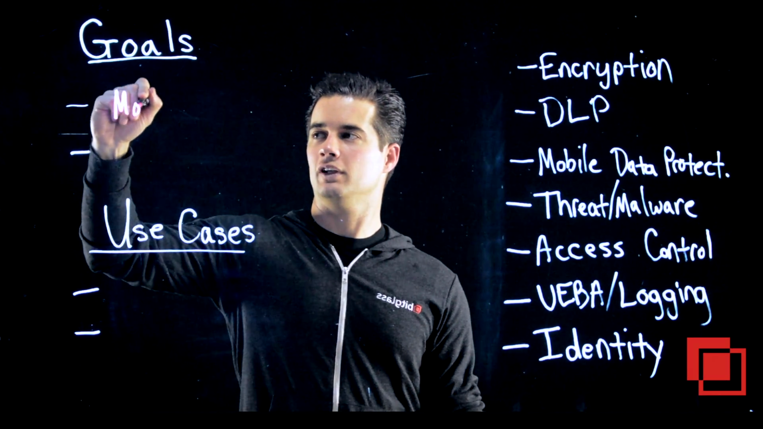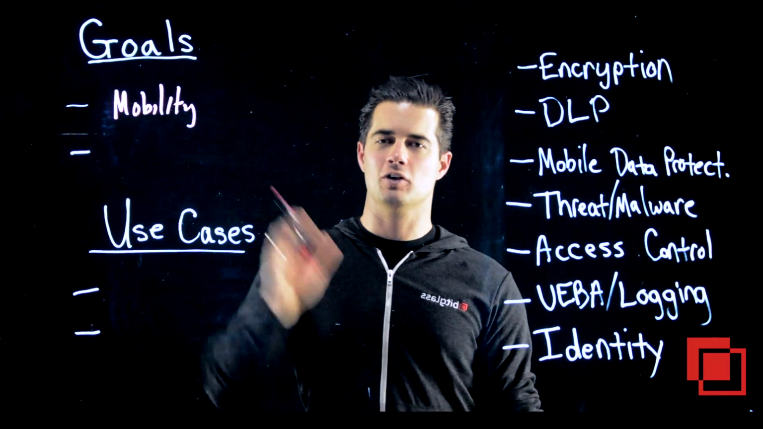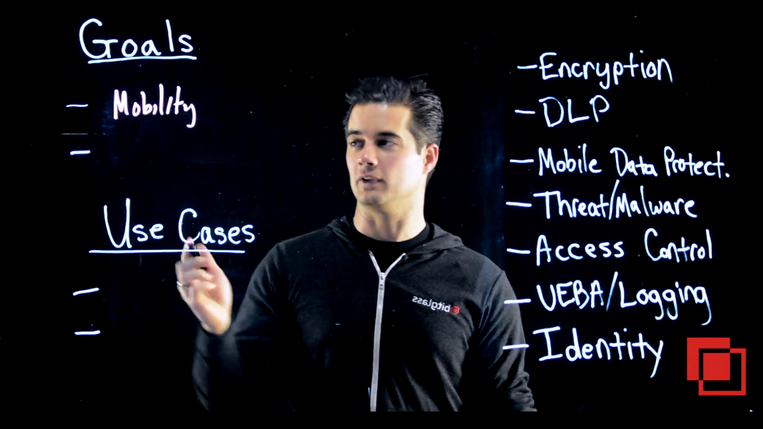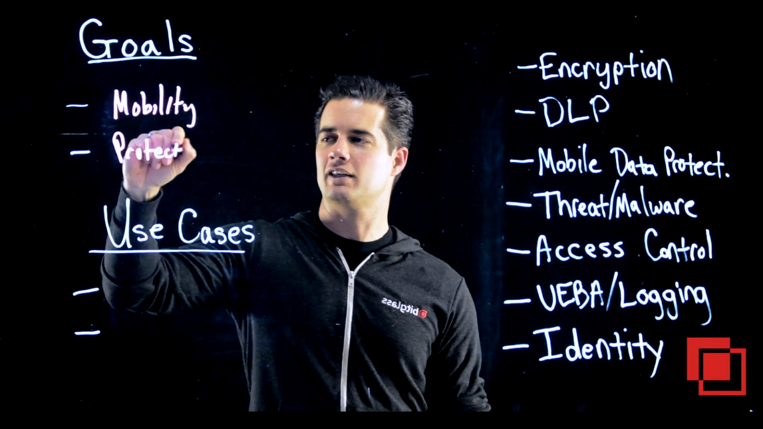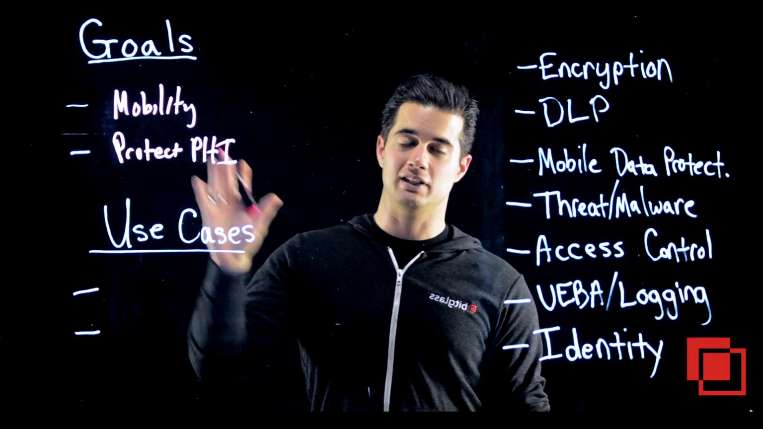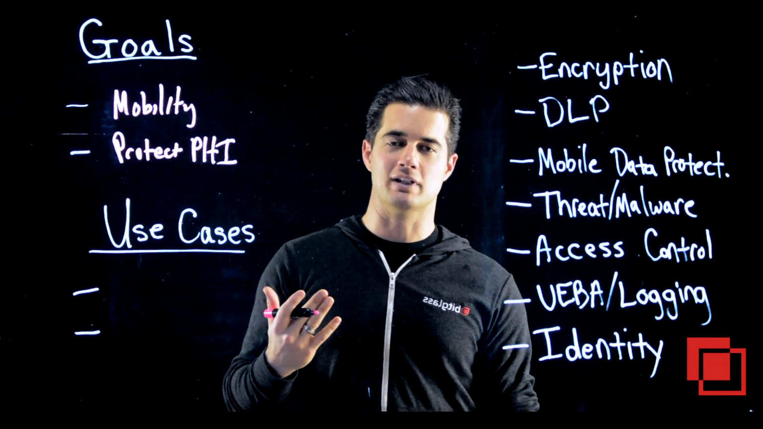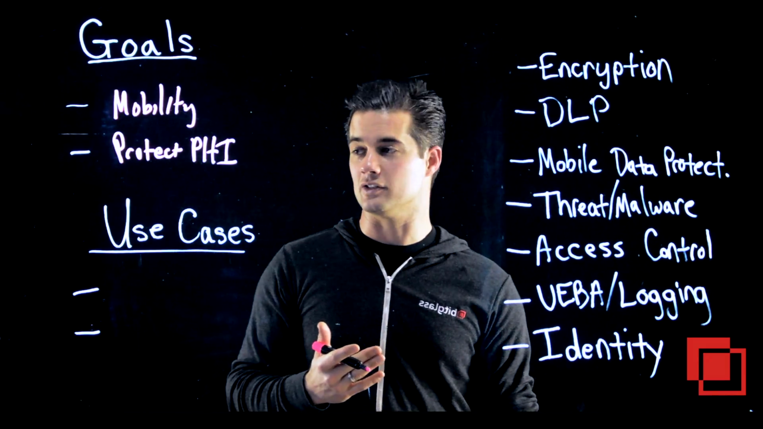Number one is mobility. Healthcare organizations have a highly mobile workforce, and in order to support the demands of that workforce, they need to ensure that mobility is appropriately covered. Second piece is protecting that critical information that every healthcare organization deals with, which is PHI. Obviously regulated by HIPAA, but more importantly, a lot of these organizations want to protect their reputation and prohibit things like PHI from leaking outside of the organization.